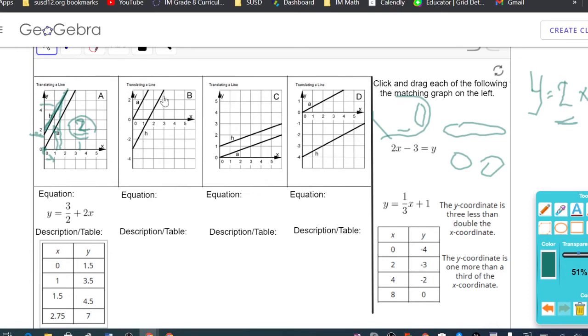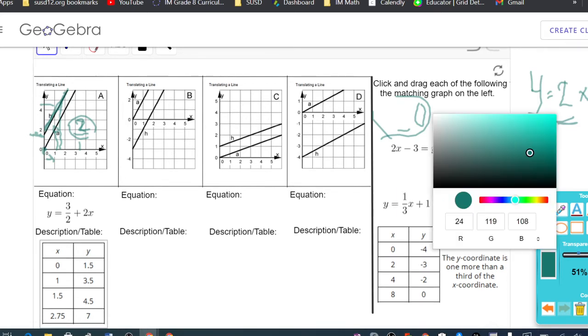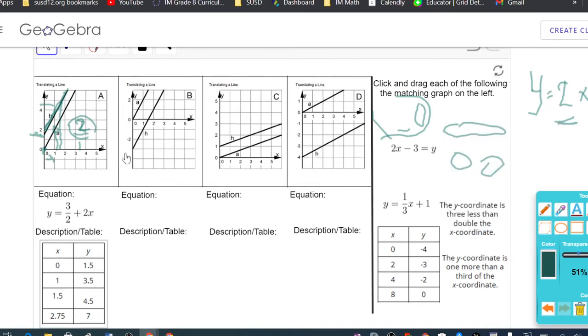We need an equation for the line after a translation. I want to change my color a little darker. So what is the equation of this line here? First, it's very easy to see the y-intercept, and the y-intercept is -3. Right there, -3 is the y-intercept. And what is the slope of this line? Well, you can use any 2 points on the line to find the slope.